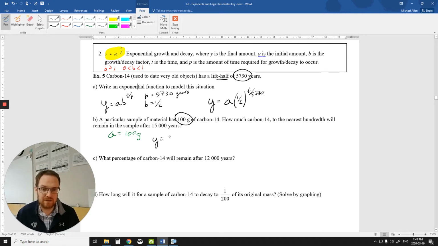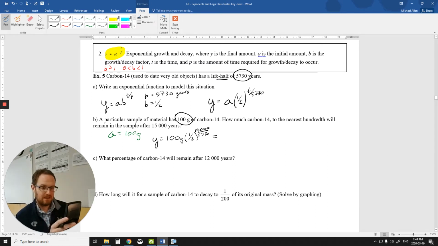So I want to determine that. Here we start off with 100 grams. That's going to be my initial amount. Got that B value of a half, and here we're going to put 15,000 into this equation, right? There's really not much you have to do here. You don't have to rearrange anything. We're just going to plug it in as is into my calculator.